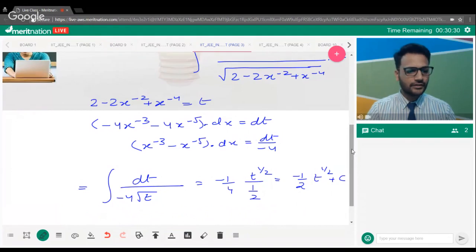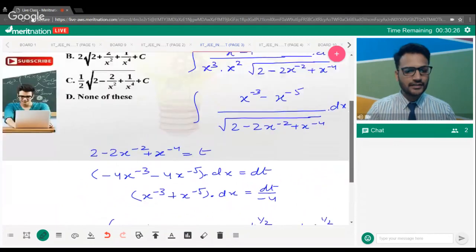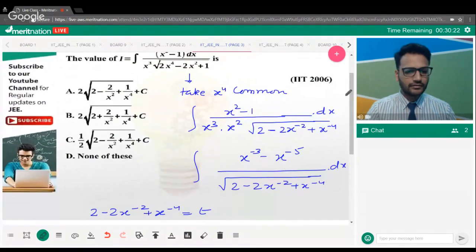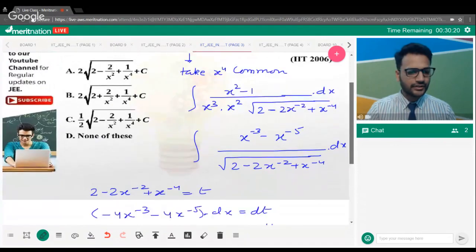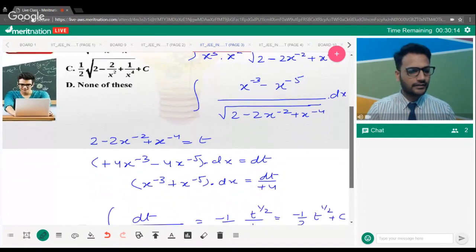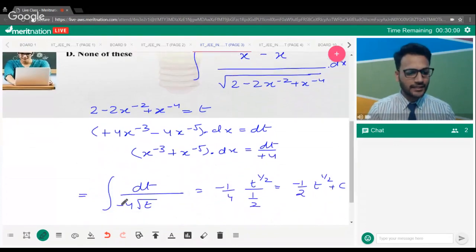Just a moment. Sorry, this is plus, no, this is plus, and this was also. Did I do any mistake? Wait a minute. This was plus, this was plus. We have taken plus 4 as common. This was plus, we have taken plus 4 as common, we'll get this. So this was plus 4. This was plus 4, plus 2.